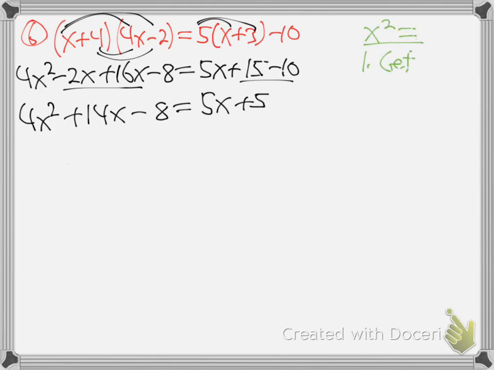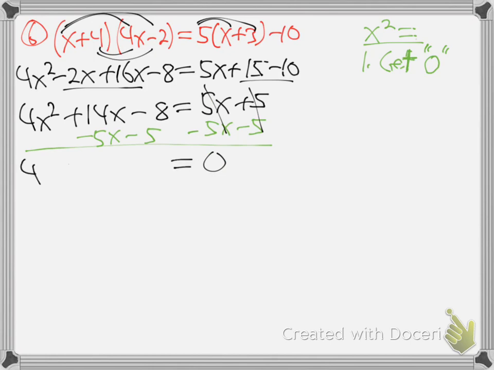Step 1 is get a 0. So we've got to get a 0. So that means we subtract 5x and we subtract 5 from both sides. Why am I doing that? Because I'm trying to get a 0. Right? Wipes it out, 0. We got to get 0 on one side. Other side, 4x squared plus 9x minus 13. So we get a 0.